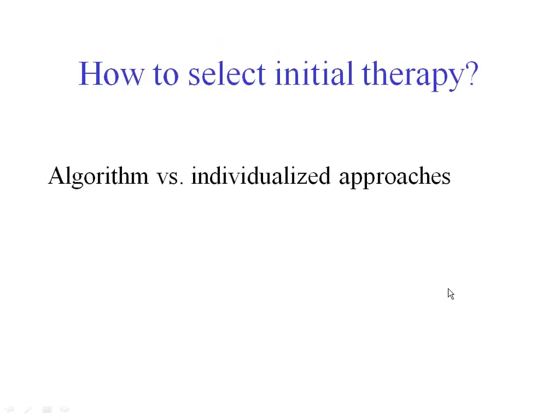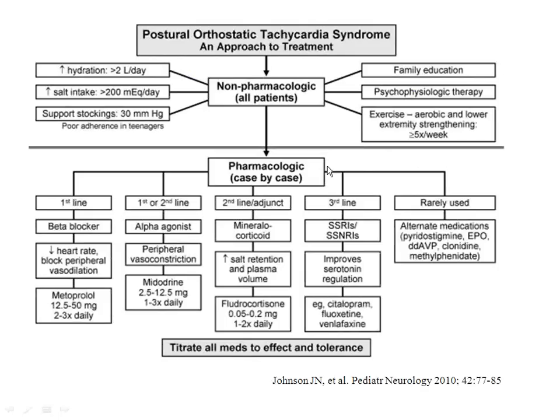How do you select the initial therapy? Well, you can go with an algorithm. Here's one from the folks in the pediatric neurology group at Mayo for POTS, and they will do all of the non-pharmacologic things we mentioned, and then they suggest that beta blockers are their first line, Midodrine first or second, Florinef second line, the antidepressant drugs third line, and others are rarely used.